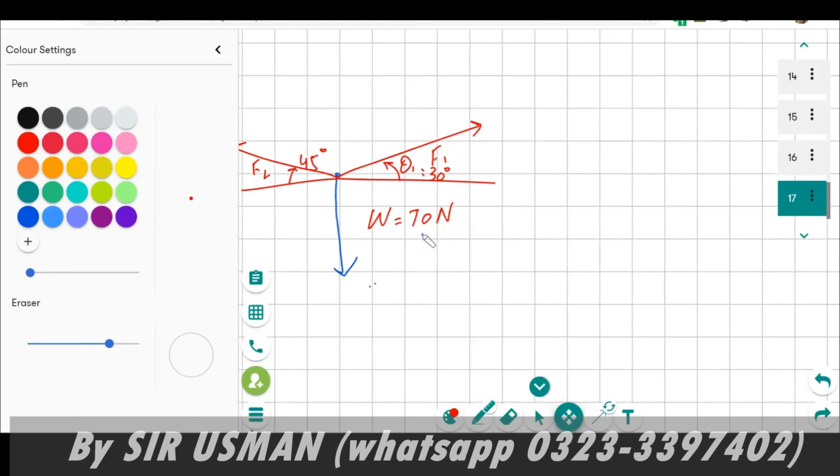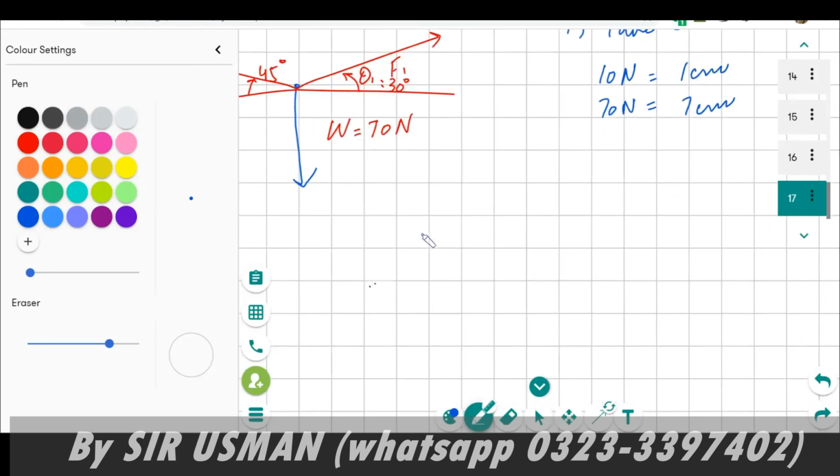So how we are going to draw it? Using the same rules. Take scale. And what is the scale? Let's say 10 Newton is 1 centimeter. So 70 Newton will be equal to 7 centimeters. So we draw W, 7 centimeters.